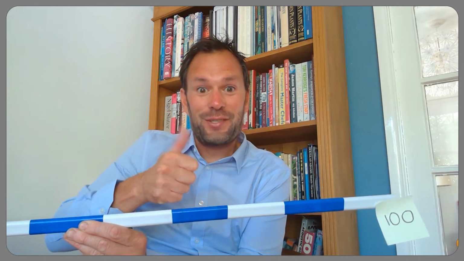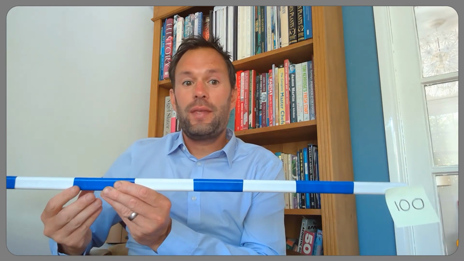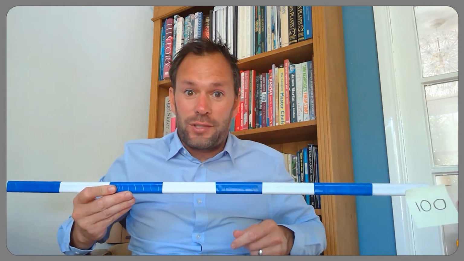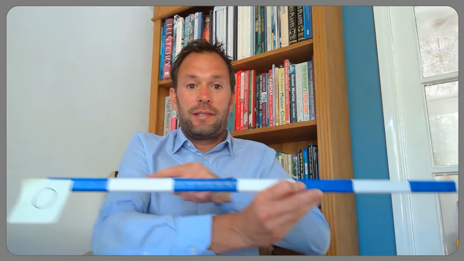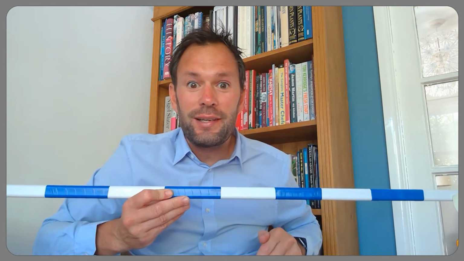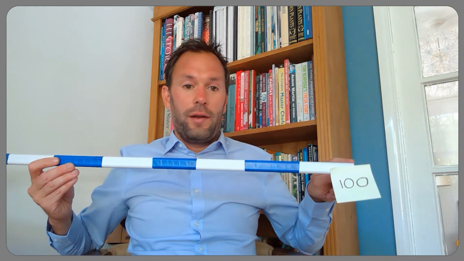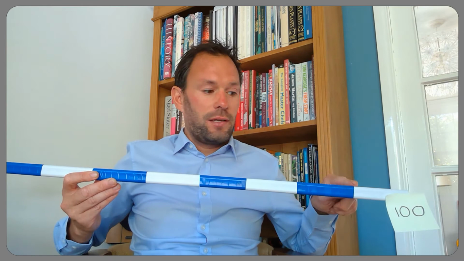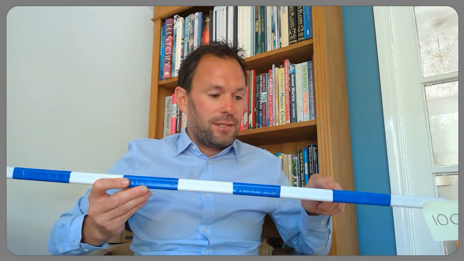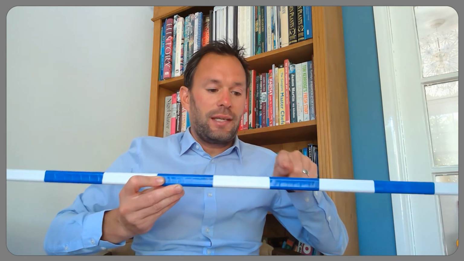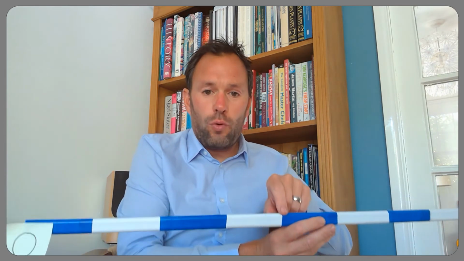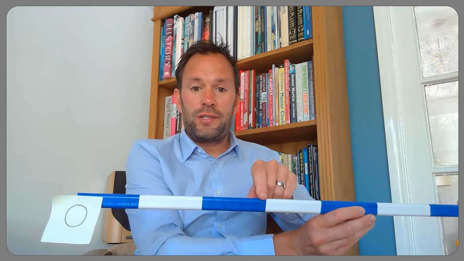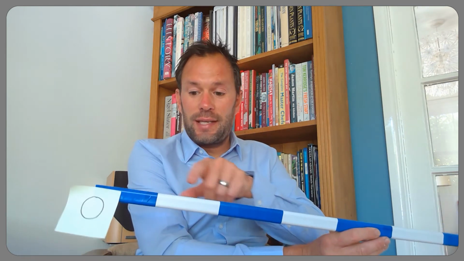Well done, super counting. Shall we have a go at counting backwards, starting at 100 and counting back in tens to 0? Do you think you can do it? Okay, let's try. 100, 90, 80, 70, 60, 50, 40, 30, 20, 10, 0.